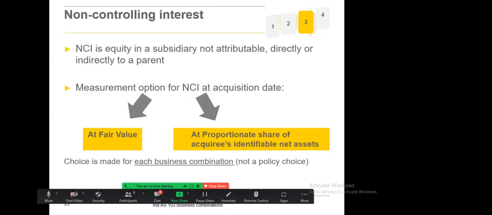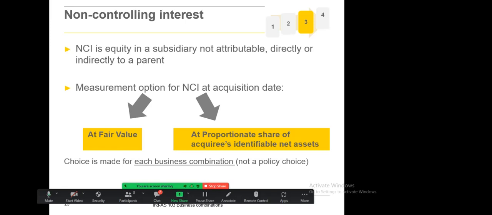What do we mean by non-controlling interest? Non-controlling interest is equity in a subsidiary not attributable directly or indirectly to the parent. That means non-controlling interest is the leftover equity, the leftover shareholders. So suppose out of 100% holding, 80% holding is with one company and the rest 20% has been distributed to various other stakeholders. Then that 20% will go to your non-controlling interest.